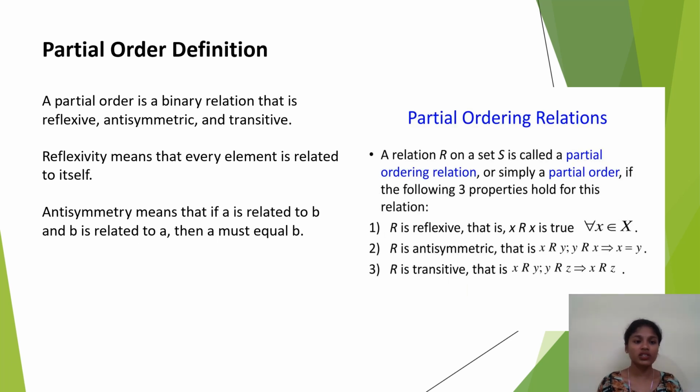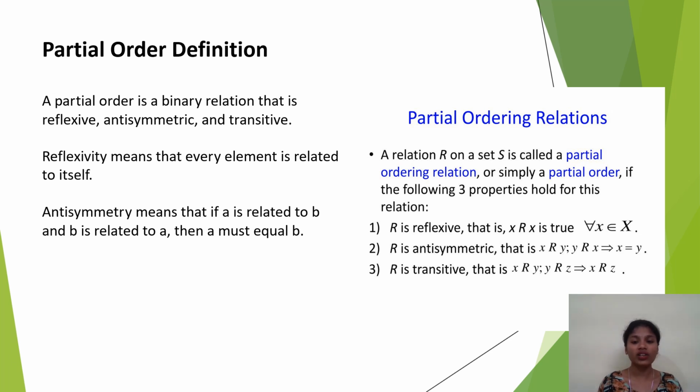Partial order definition. A partial order is a binary relation that is reflexive, antisymmetric and transitive. Reflexive means that every element is related to itself. Antisymmetric means if A is related to B and B is related to A, then A must be equal to B. A partial order relation is any relation that is reflexive, antisymmetric and transitive.